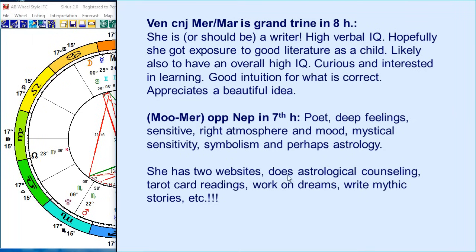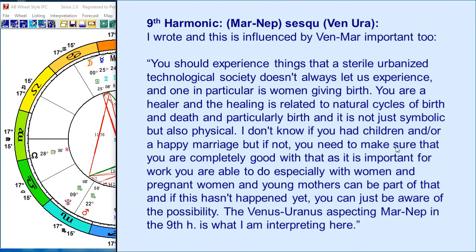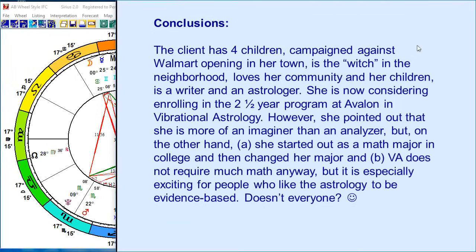She has 2 websites, does astrological counseling, tarot card readings, works on dreams, writes mythic stories. It's amazing. The vibrational astrology will tell you actually the issues that are going on in the person's life. Here's something that I wrote about her, and you can pause this. I've already talked about this if you want to read all that. So the conclusion, she has 4 children. She campaigned against a Walmart opening in her town. She is the witch in the neighborhood, so to speak.